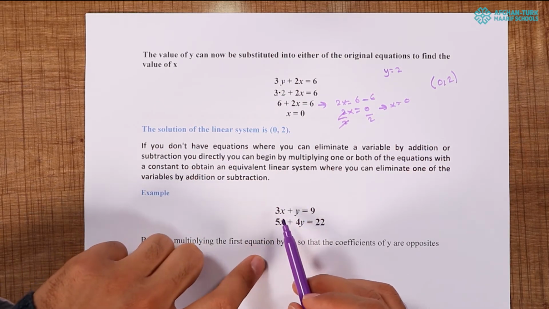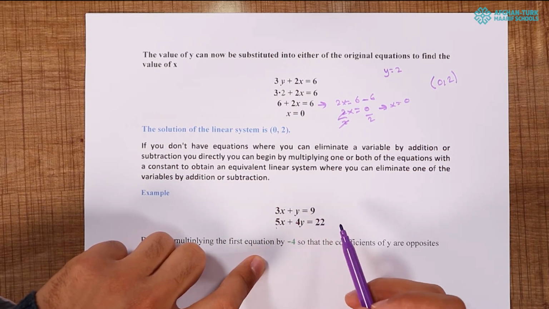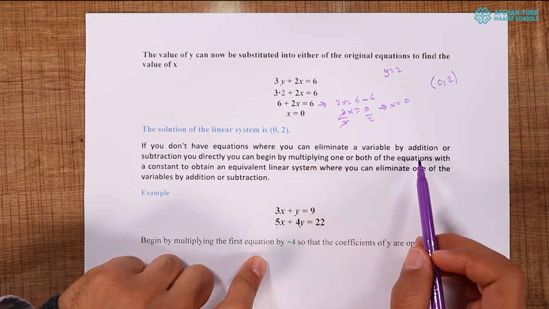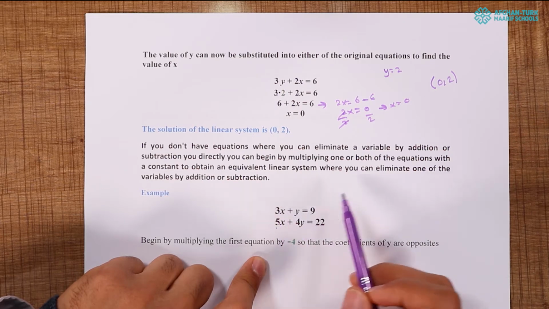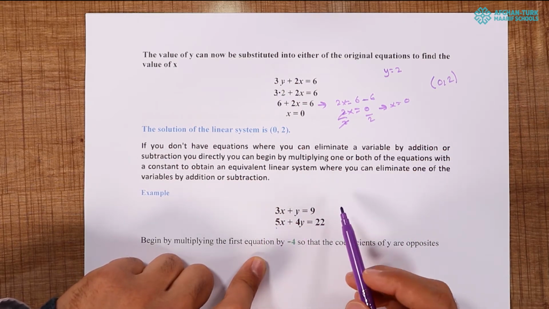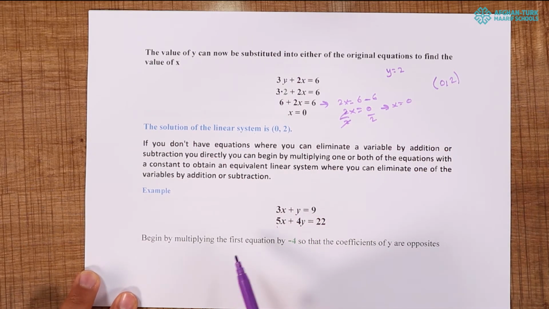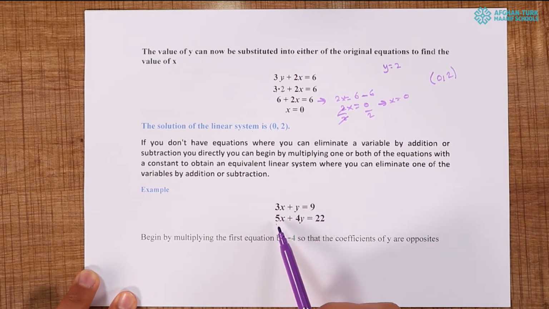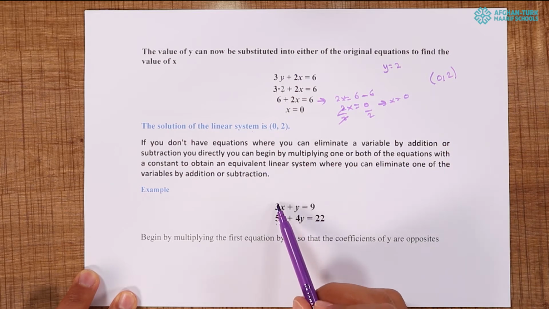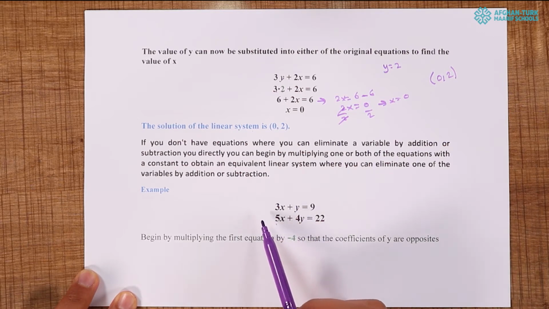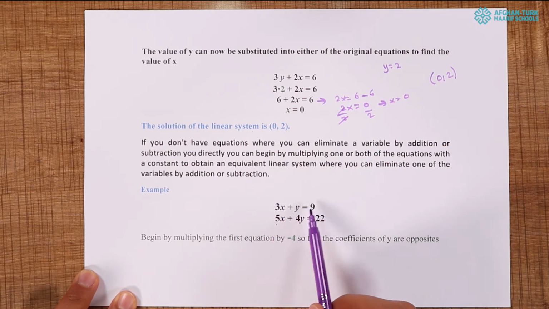But in here, as you can see, the coefficients are completely different. What should we do? We should look at multiplying one or both of the equations with a constant, for example with a number, to make the coefficients equal, okay? So in here, as you see, we have 3x plus y, and also we have 5x plus 4y. The coefficients of x are different and the coefficients of y are different. How can we find the number to multiply with the system to make an equal coefficient?